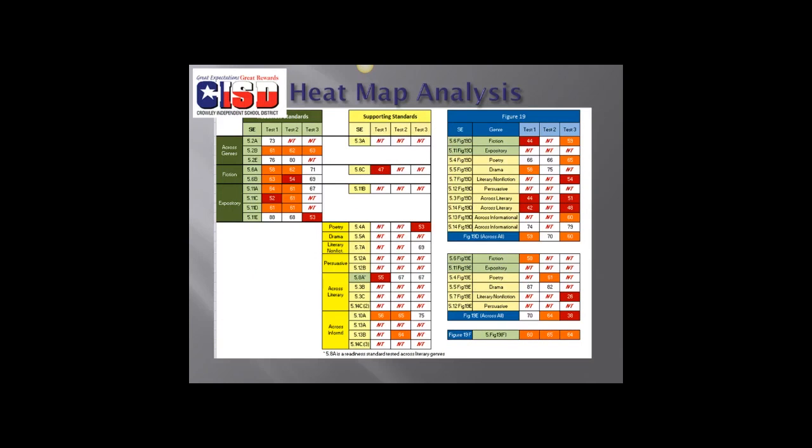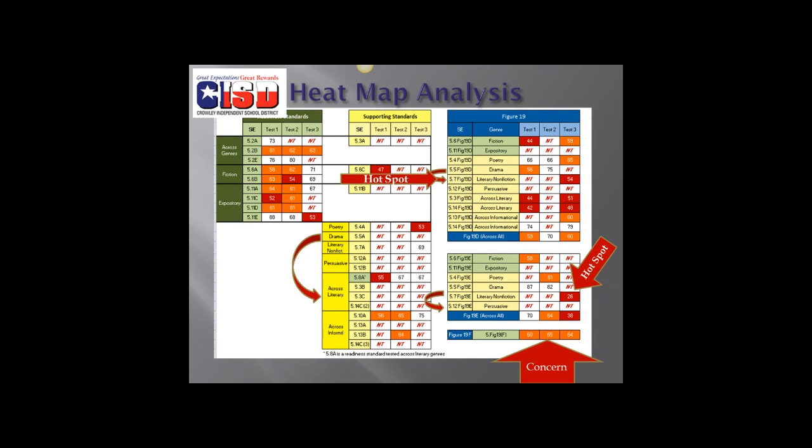Let's go ahead and review our heat map for Grade 5. We want to look wherever drama and literary nonfiction shows up on your heat map, so that we can locate our hotspot. We see that 5.7, when dual-coded with figure 19 for literary nonfiction, seems to be our hotspot, as well as 5.7 figure 19E and figure 19F.